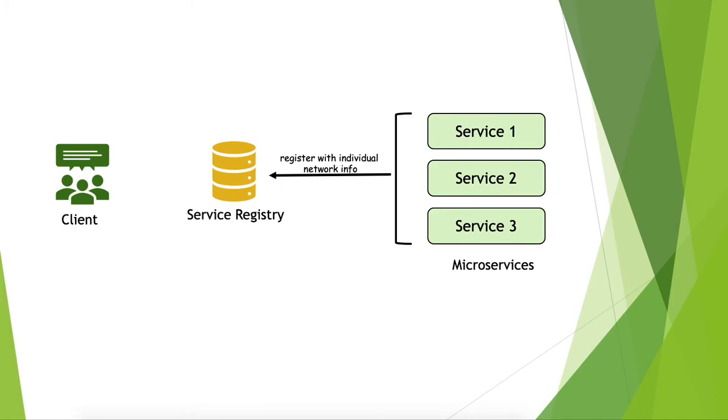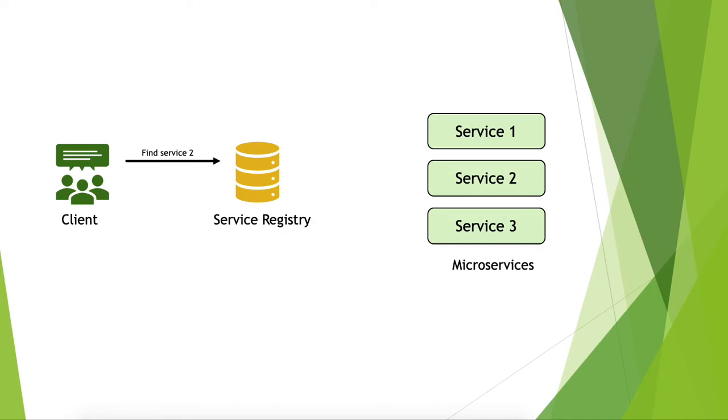The way the communication will now take place is the client would be sending a message, let's say find service 2, to this service registry, and it will in turn return the network information of that particular service. Then the client, knowing this info, can directly communicate with the desired service.